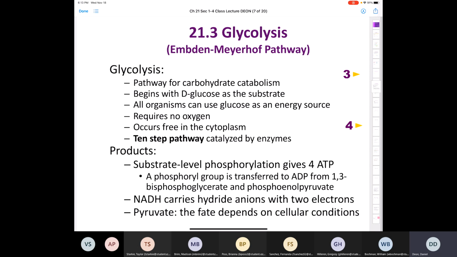Okay, so glycolysis is also known as the Embden-Meyerhof pathway, rather. Anyhow, it says here, it's just a way to break down carbohydrates, right? It's a pathway for carbohydrate metabolism. Nothing more than that. It starts with D-glucose. Hey, a molecule we know, right? We know that L amino acids are naturally occurring, but we know that D sugars are naturally occurring. Okay, good enough. It says all organisms can use glucose as an energy source.